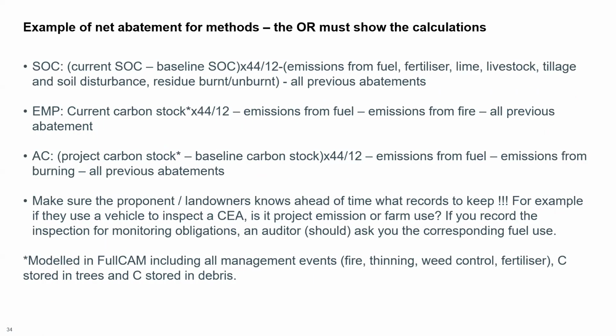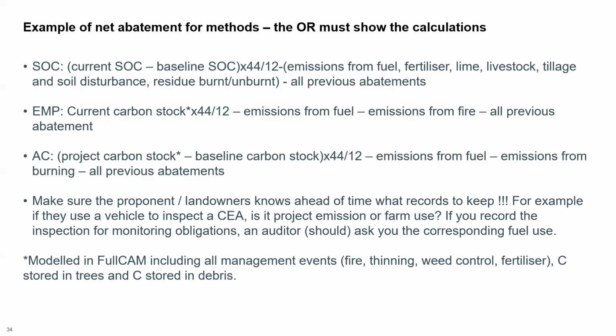Example of abatement calculation for the methods. Same template, basically. It's your current stock minus the baseline stock for soil carbon times the 3.67, minus all the emissions associated from fuel, fertilizer, livestock, tillage. The method has not approximative, but standard ways of calculating the emissions associated with all that.